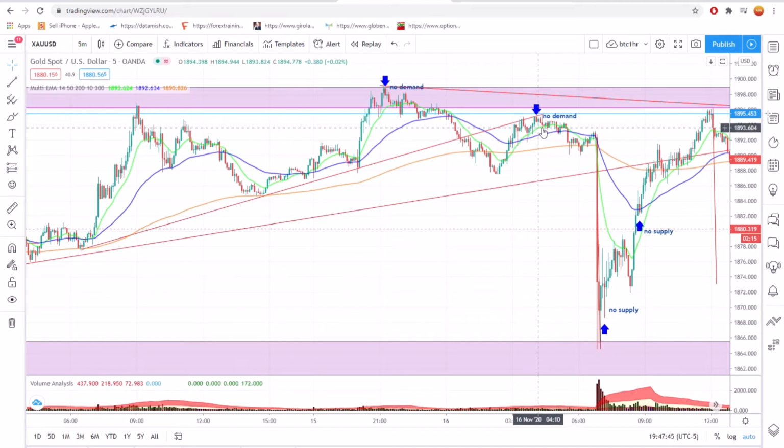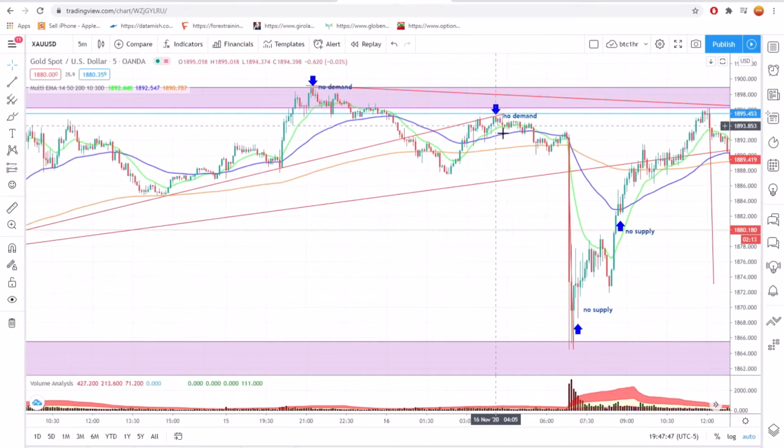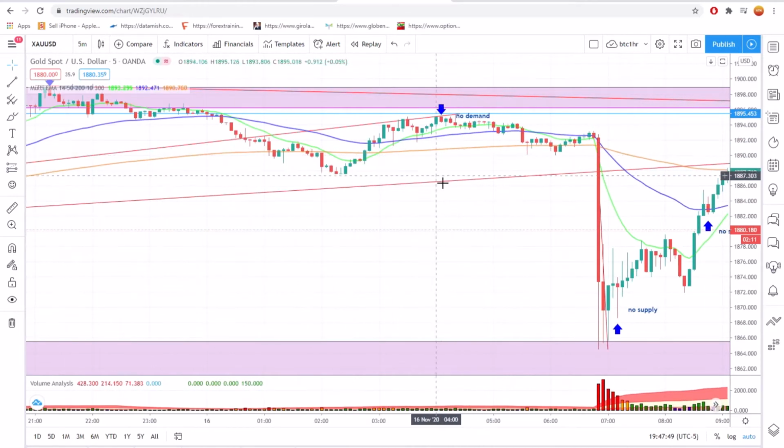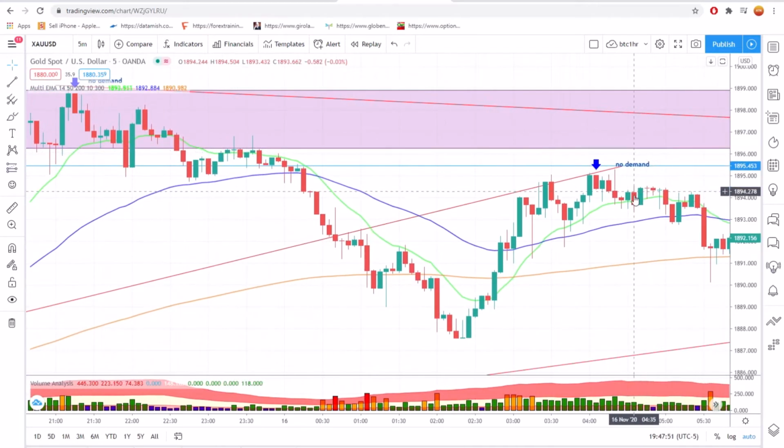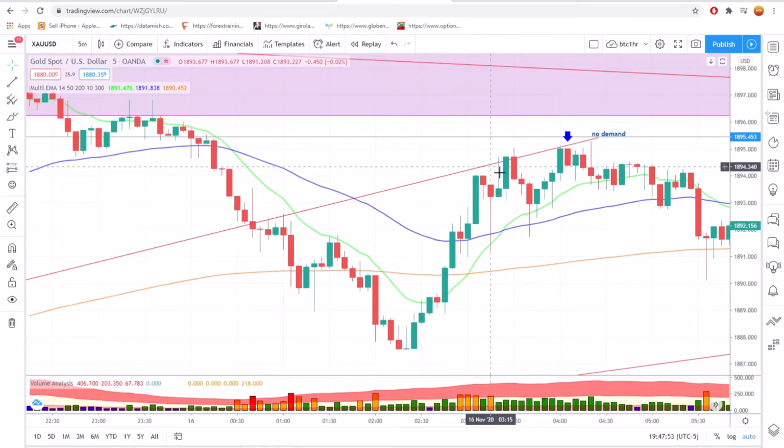Came back up. And look what happened here. Came back up, retested it. You can see it retested multiple times. Every time it came up, you can say this is almost a retest. Push down. Came back up again. Push down. Failed push. Second push. Again, third attempt. Failed. No demand right here.